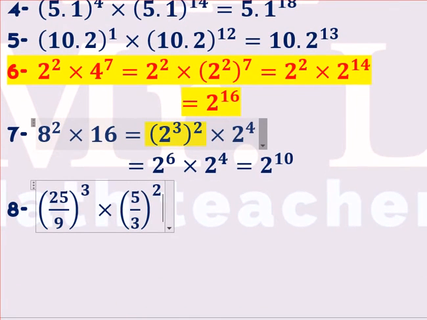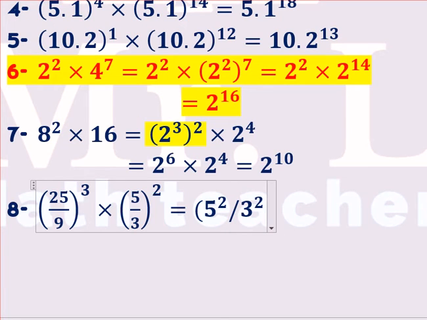Number 8, and finally number 8, here we have 25 over 9 power 3 times 5 over 3 power 2. So look, if you look at 25 over 9, this can be simplified as what? 25 is 5 power 2, because 5 times 5 is 25. Same thing, 9 is 3 times 3, or 3 power 2. And the whole thing raised to the power 3.